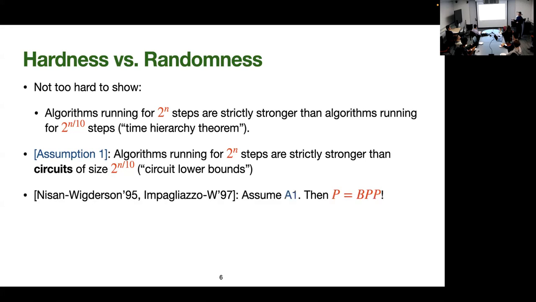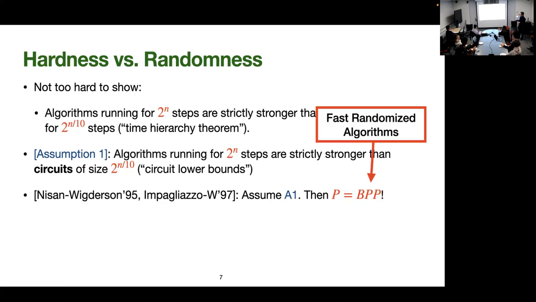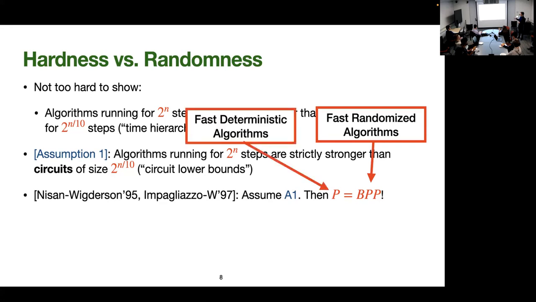However much you want to believe this assumption, we have the following very cool result by Nisan and Wigderson, and Impagliazzo and Wigderson. Assume A1, this thing that I just wrote, then we can de-randomize all polynomial time randomized algorithms into polynomial time deterministic ones. This is the hardness to randomness paradigm. And this is fast randomized algorithms, this is deterministic ones.